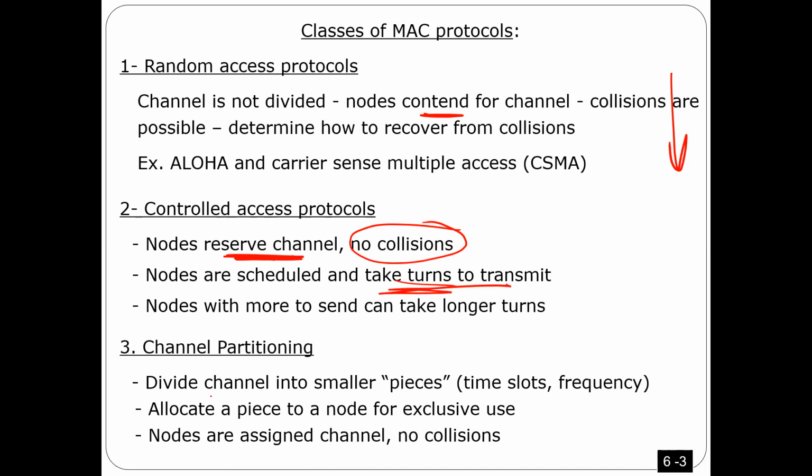Another one is channelization, or channel partitioning, the last one. Here we divide the channel into small pieces, and then everybody is going to take one. We're going to divide the channel either into time slots or frequency bands, and all of us can transmit at the same time, but you have to use your own band. That's why this one doesn't have collision. With random access, we try to minimize the collision, but it is still possible. Any questions?